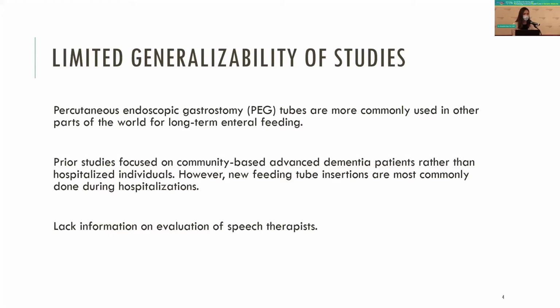Another difference is that many of these studies focused on community-based advanced dementia patients. However, given that nasogastric tube insertion decisions are often made when these patients are hospitalized, it would be important to look at outcomes for these patients starting from the point from which they're hospitalized and the decision arises for nasogastric tube insertions. And another limitation of earlier studies is that they lack information from assessments of speech therapists as to the nature of their feeding problems.